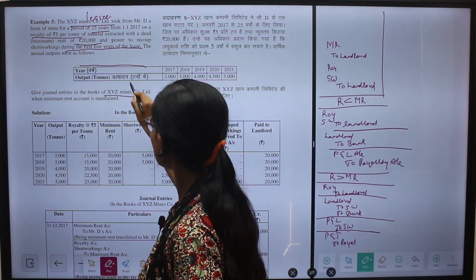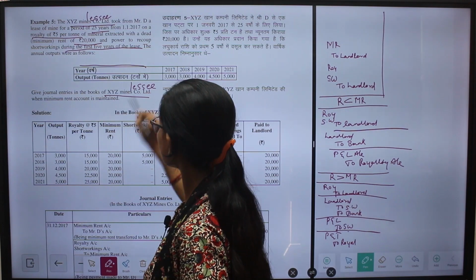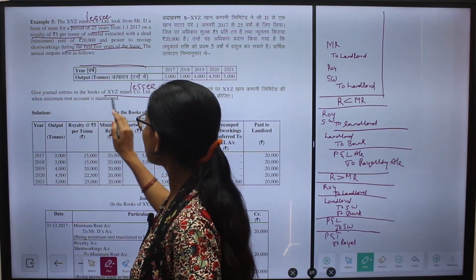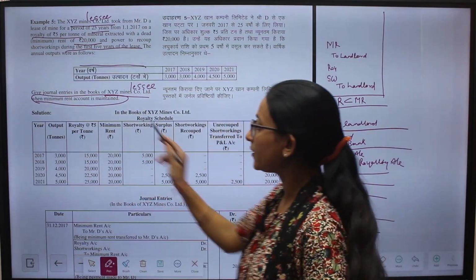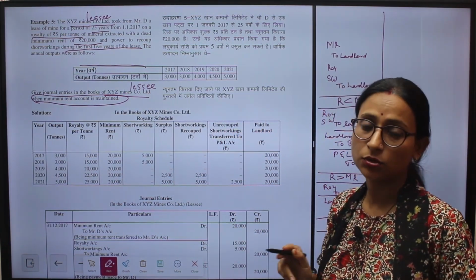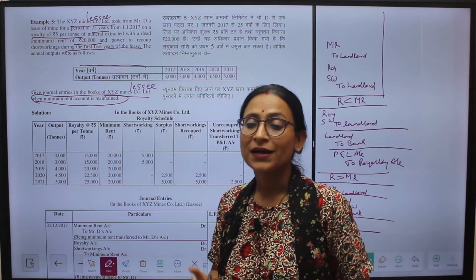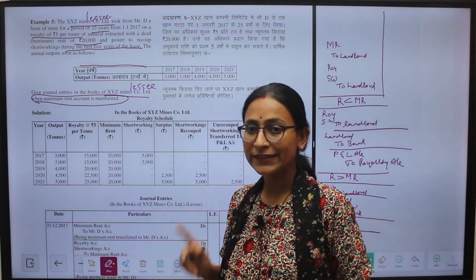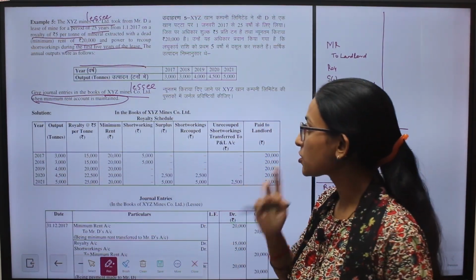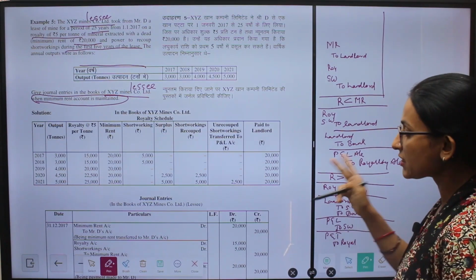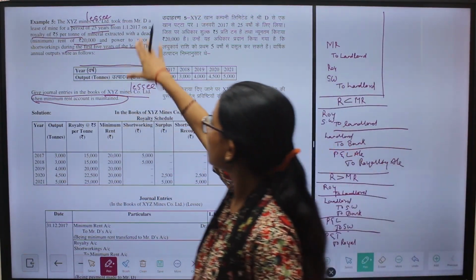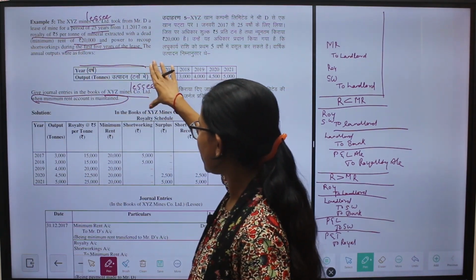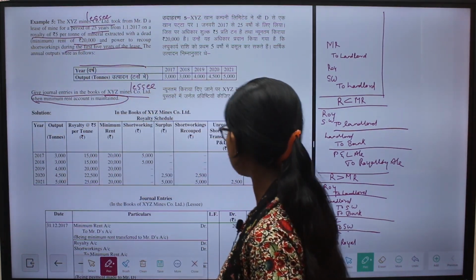XYZ means the lessee's account, where the minimum rent account is maintained. Whenever they tell you to maintain the minimum rent account, then instead of passing the simple entry of royalty due, we have to pass 2 entries. That 2 entries we will see in the numerical. First, keeping these points in mind, we have to prepare the royalty schedule.